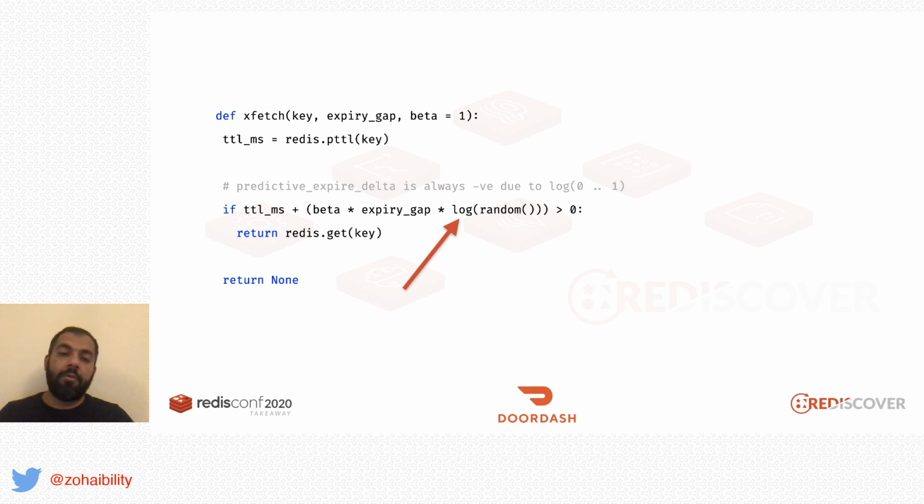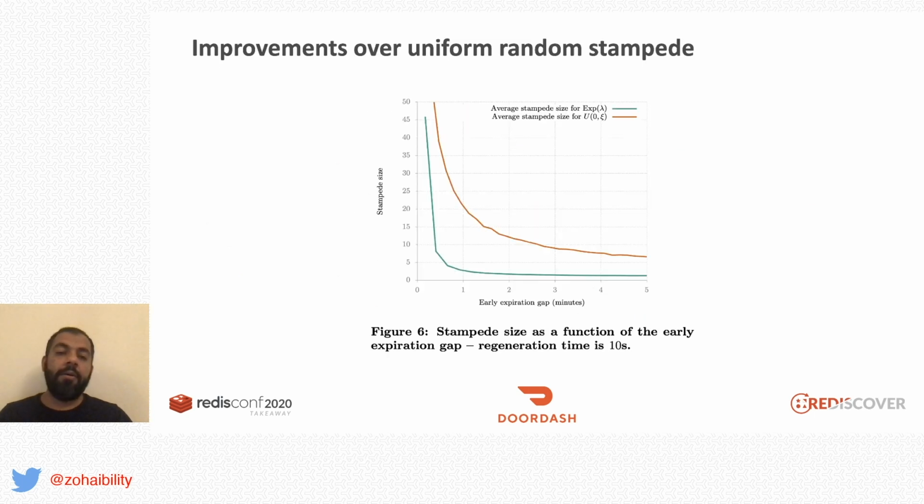You would also notice that instead of minus, we're doing a plus in TTL, because the result of this thing is always a negative number. Only if the key is not considered evicted do we read it from Redis. Otherwise, we consider it expired. According to the paper, this is the improvement you would usually see in the stampede with the 10-second window.